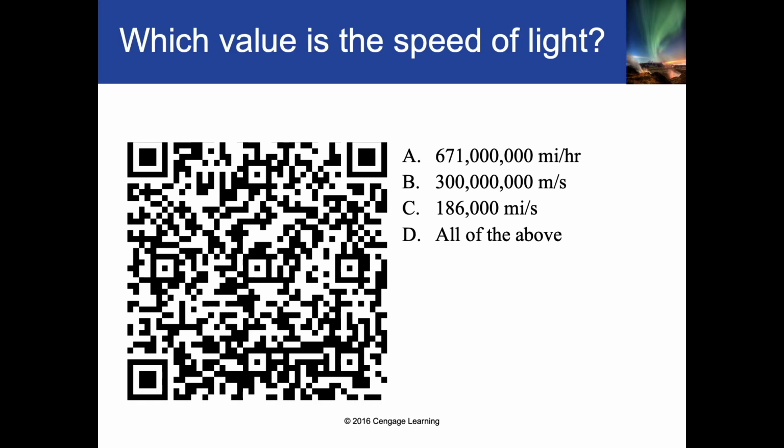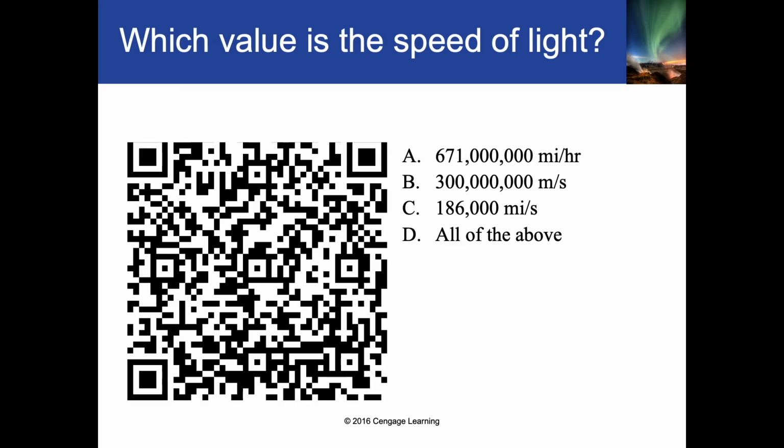Anyway, so which one is the value of the speed of light? Oh, I know why it's not working. It's cut off up here. Somehow this got cut off. Look at that. That's crazy. Which is the value of the speed of light? Everybody says B?